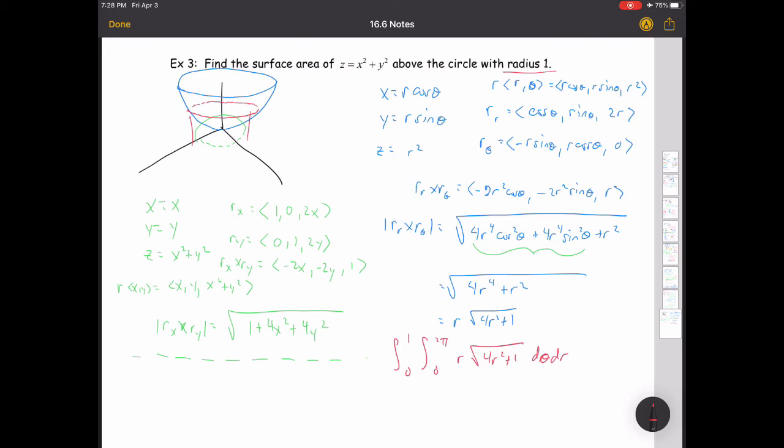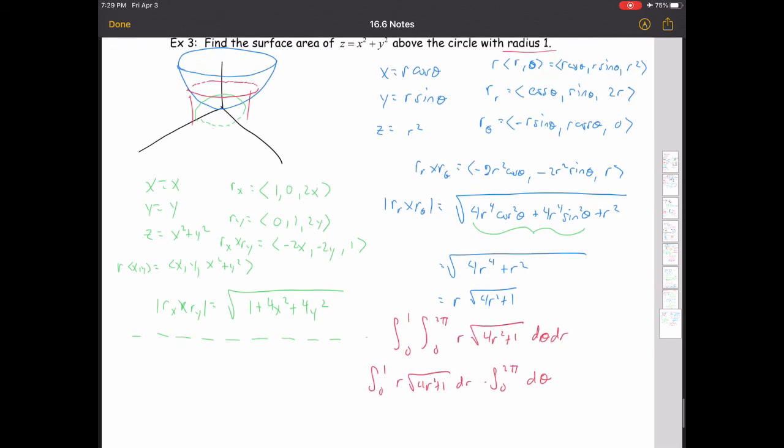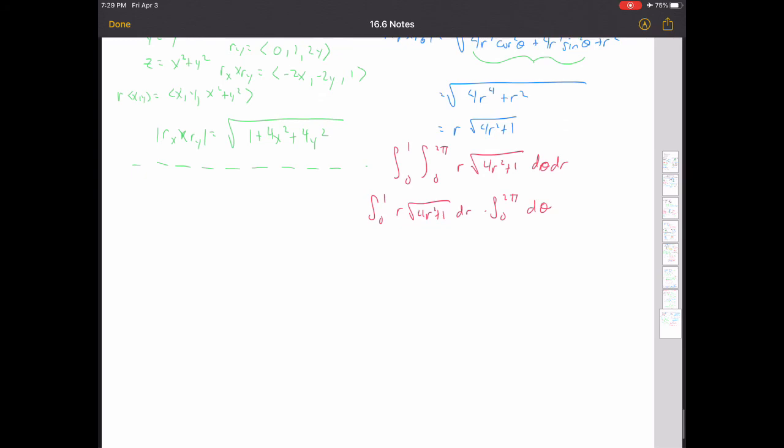Okay, we can split these, and we're going to. So 0 to 1 is r times the square root of 4r squared plus 1 dr times the integral from 0 to 2 pi of d theta. Of course, we know that that's just going to end up being 2 pi. So that's going to be 2 pi.